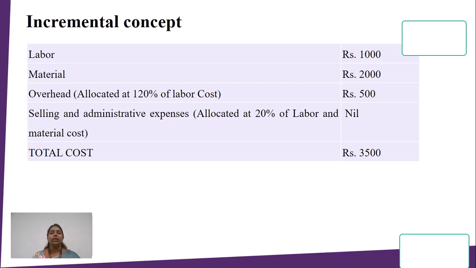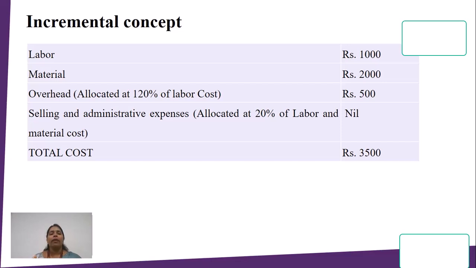According to the new corrections, as advised by the economists, the labor cost will be rupees 1,000, material cost will be rupees 2,000, because idle labor has been deployed from the already existing payroll to the new project. So the labor cost reduced from 1,500 to 1,000. Material cost remains the same, 2,000 rupees. Overhead cost came down to rupees 500. And selling and administrative expenses, which are allocated at 20% of labor and material cost, are treated as nil because of utilization of idle capacity. So the total cost comes around rupees 3,500.